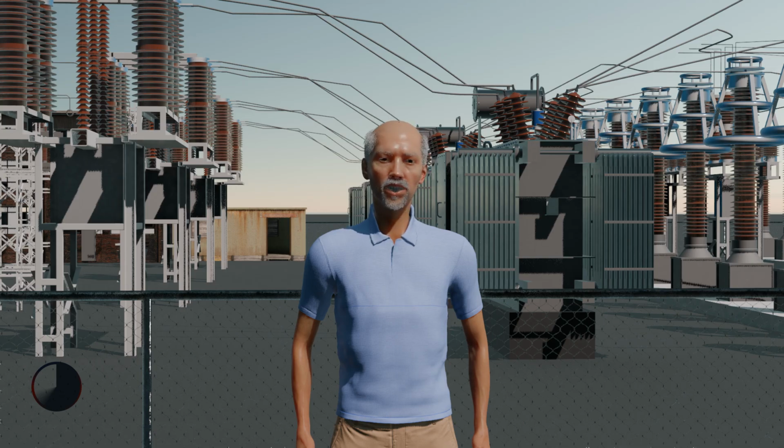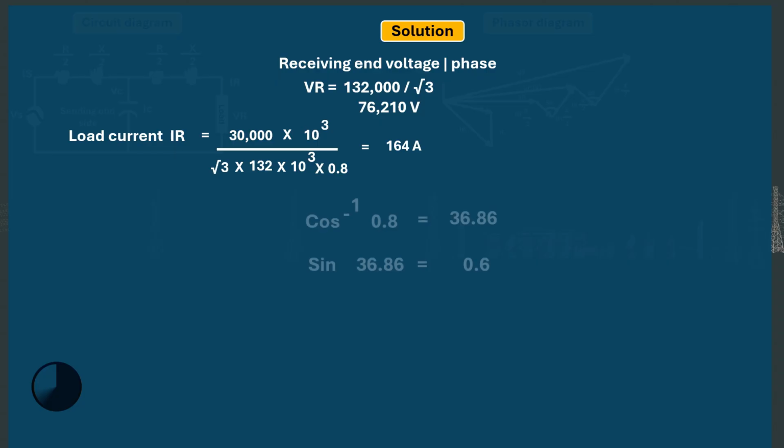Perfect. It is important that we note the following. The cosine of the angle at the receiving end is 0.8, and the cosine inverse of 0.8 is 36.86 degrees. That said, sine 36.86 is approximately 0.6. Again, we can also compute the value of the impedances.